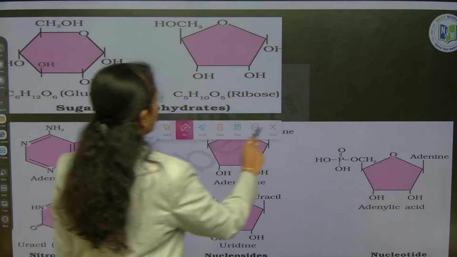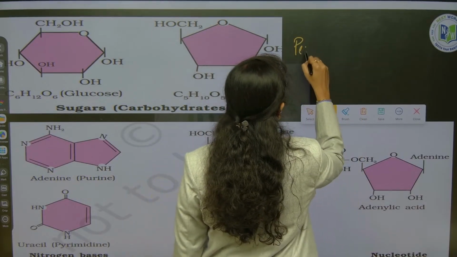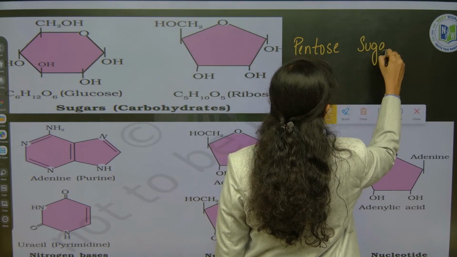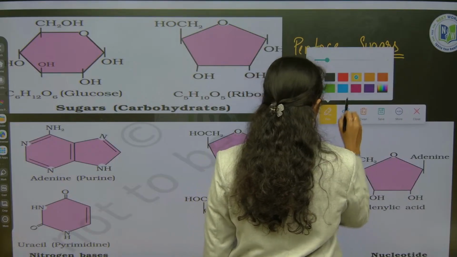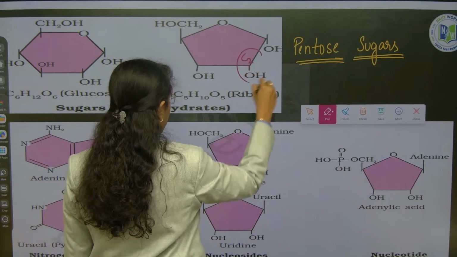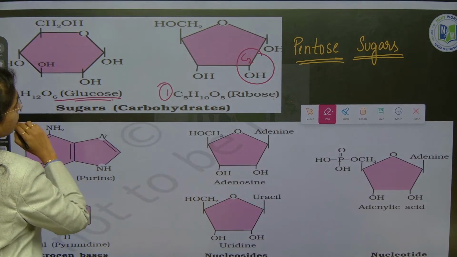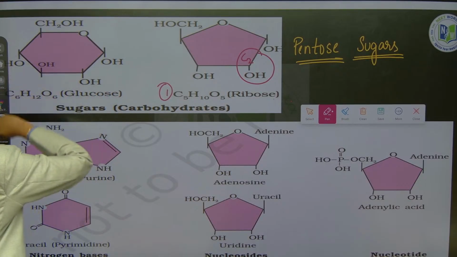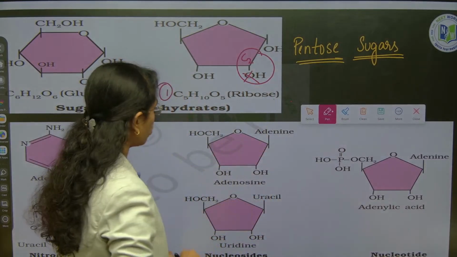Yeah, as I told you, you have 2 types of pentose sugars. One is ribose, it has at second carbon an OH group. Second is deoxyribose. Okay, deoxyribose, sorry, this is glucose, right? Glucose, it is hexose. Second is deoxyribose, it does not have OH group. Clear, right? These are the 2 pentose sugars.